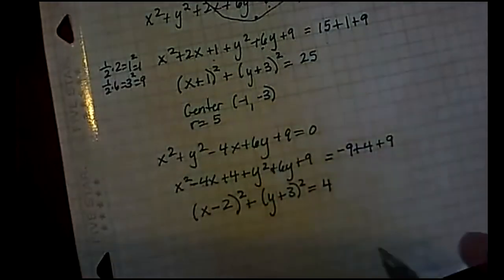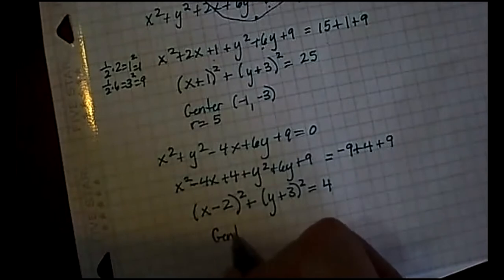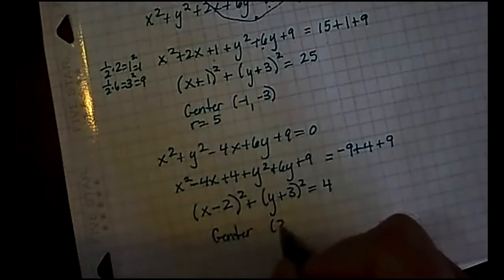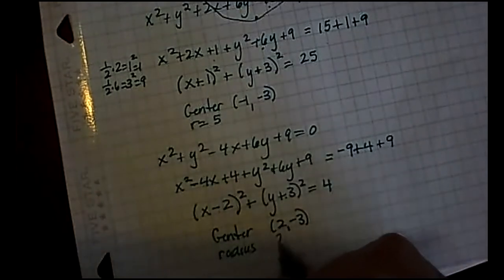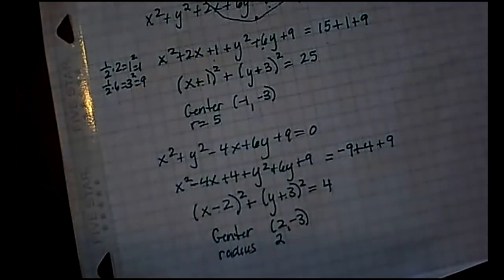All right, and so now you can determine what's the center. The center is 2, -3, and the radius is the square root of 4, which is 2. All right, cool.